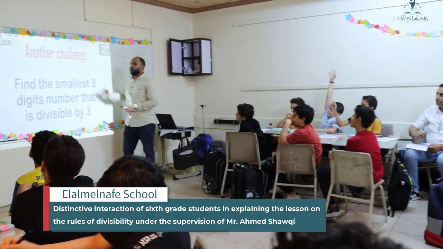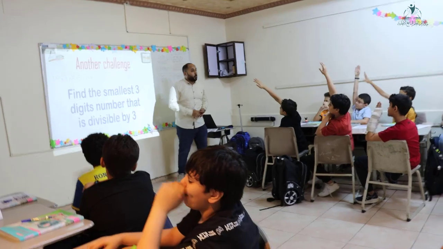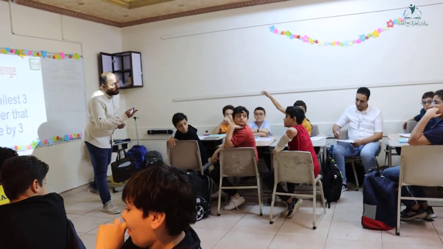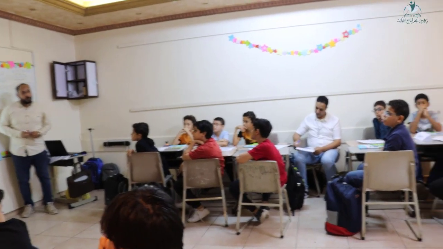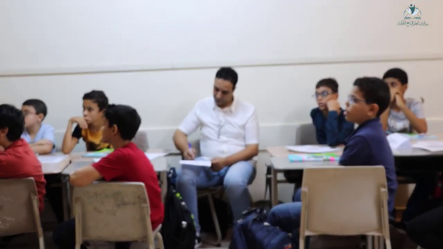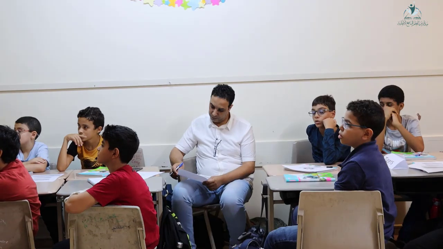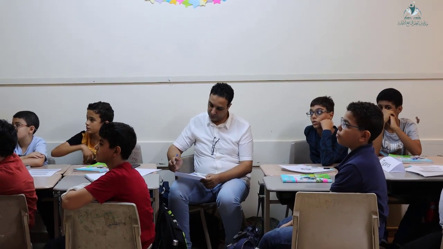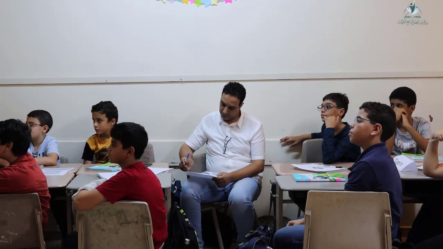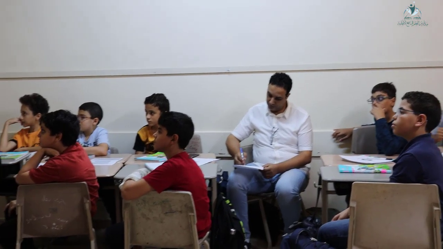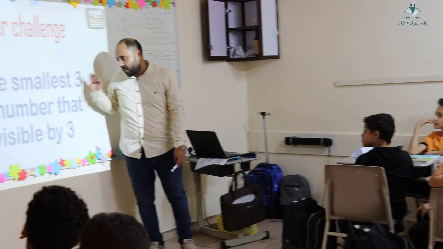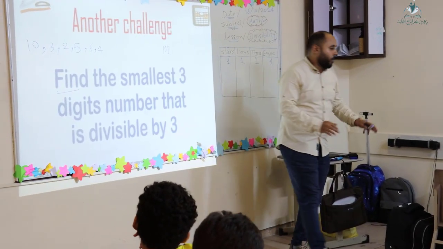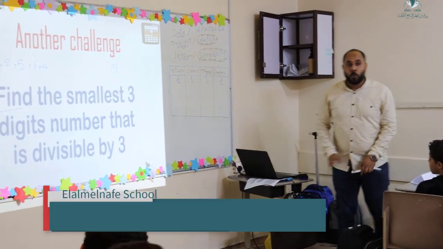Make it 102. Here, is it divisible by 3? Why? 2 plus 0 plus 1 equals 3. 3 is divisible by 3. Yes, so the correct answer is 102. The smallest 3-digit number that is divisible by 3 is 102.